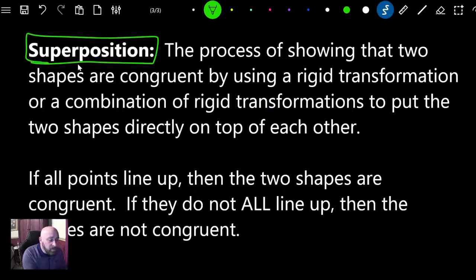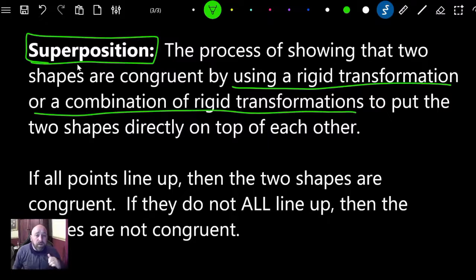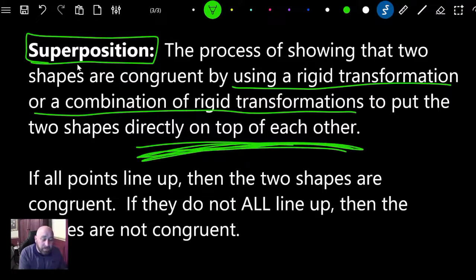So what is superposition? Superposition is the process of showing that two shapes are congruent. Do you remember what congruent means? Congruent means same size and same shape. If you want to prove that two things are the same exact size and shape, here's how you do it. Use a rigid transformation or a combination of rigid transformations. What do I mean by that? Use rotation, use translation, or use reflection. And you're moving the shape, and then you move it on top of the other one. So notice what it says, put it directly on top of the other one.